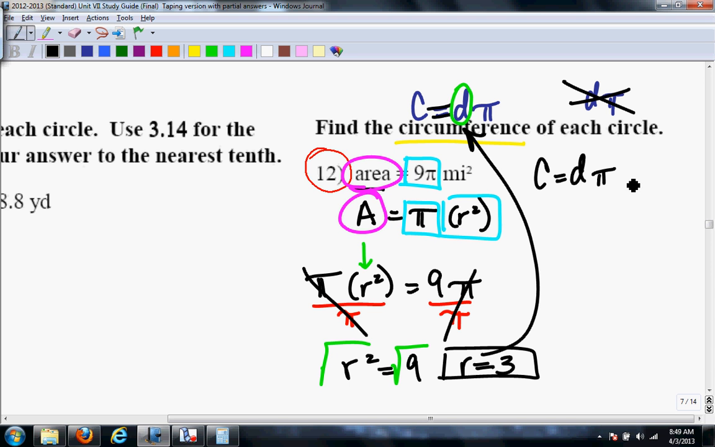You can express your answer either in pi form or decimal form, but don't forget your units. For the area it's miles squared, so your circumference units are going to be just one dimension. In this case, we're going to go from miles squared to just miles. Don't forget your units. On tests, you'll be marked down if you forget units.